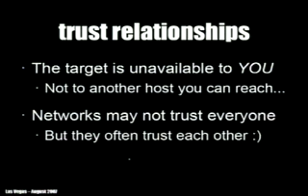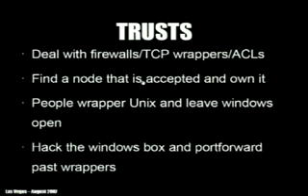And also networks. They may not trust everyone, but they'll trust each other. TCP wrappers, firewalls, they often have trust. So look for a node that's accepted by your target and own that as a foothold towards your real target. One thing I see a lot is people will have networks where they have both Unix and Windows, and they'll put TCP wrappers or firewall on all the Unix machines, but nothing on Windows. And so if you've got a vulnerable Windows box you can own, that's now an approved IP address on the Unix side. Hack the Windows box, put a port forward in, get past wrappers.